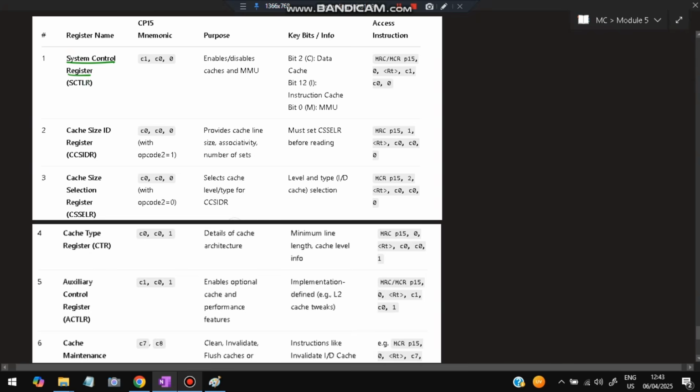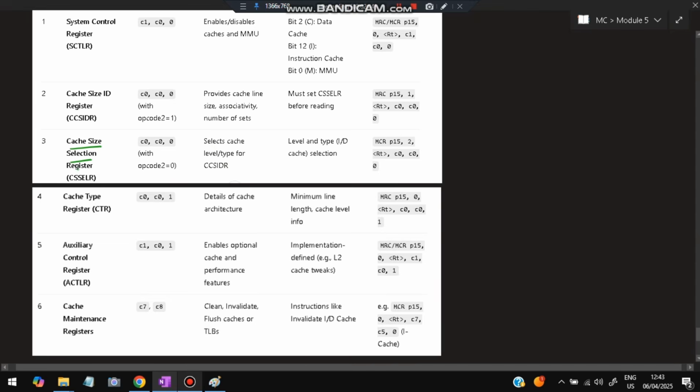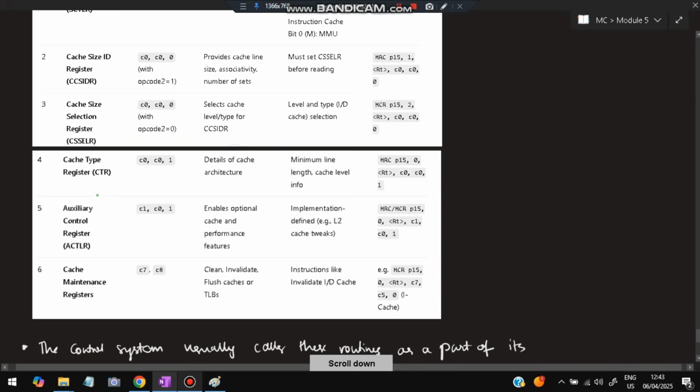The first one is the system control register. It enables and disables caches and the MMU. If caches and MMU are not required, it will enable and disable them for better performance. The cache size ID register provides the cache line size, associativity and the number of sets. The cache size selection register gives the level and the type of the cache, because if the data is greater we need a bigger cache, and that is decided by this coprocessor. Next is the cache type register, which gives the details of the architecture, von Neumann or Harvard, whichever you are using. The auxiliary control register enables optional cache and performance features and gives the results of how well it has performed.